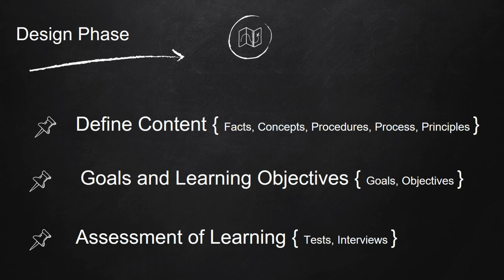The second phase in the ADDIE model is the design phase. The design phase involves building the roadmap for the course. So this is where we define the training. It uses the inputs obtained from the analysis phase for the effective design of the training content. It has 3 steps: defining the training content, defining the goals and learning objectives, and then defining the assessment of the learning. So in the defining the training content step, we actually define what content we are going to train.